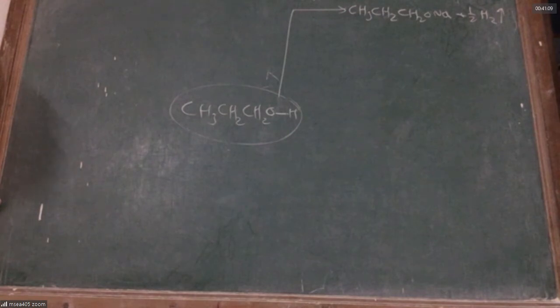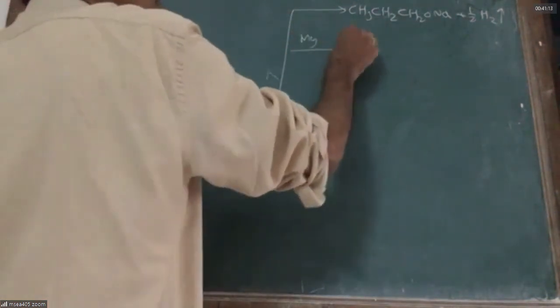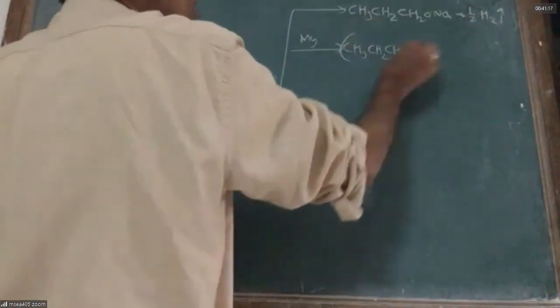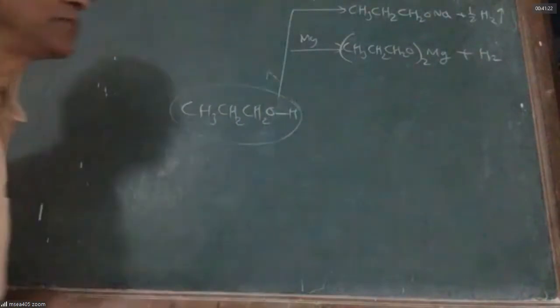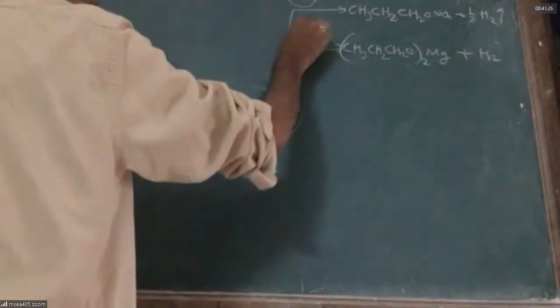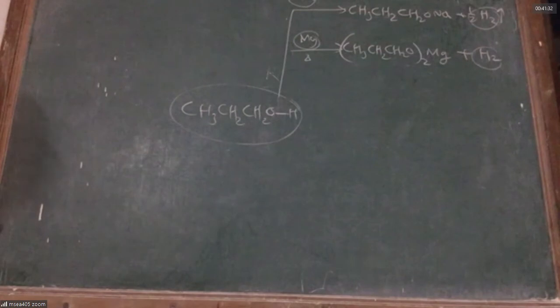Yes, sir. If you heat it with the magnesium metal, you get magnesium propoxide and hydrogen. Reaction with metals will liberate hydrogen. In these reactions, alcohols show acidic nature.